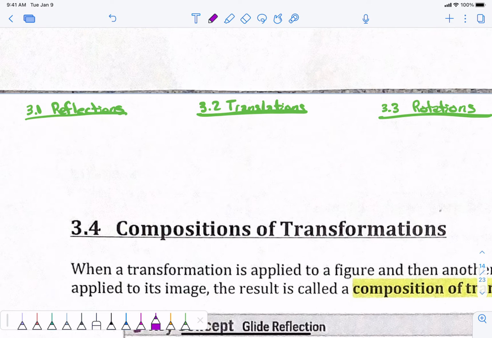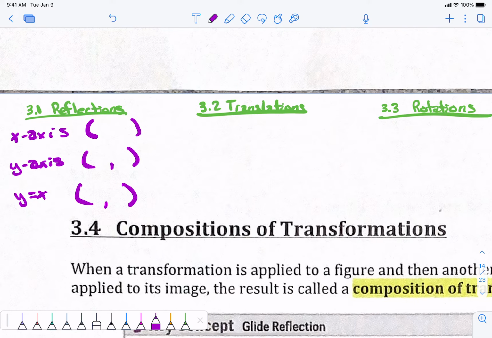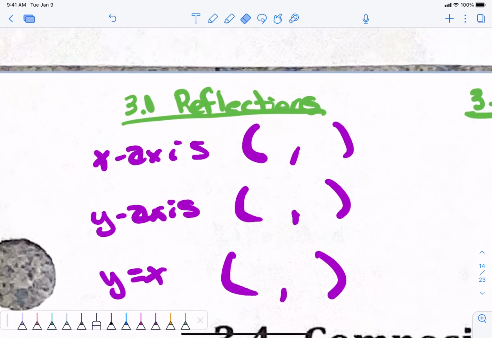Okay. Reflections. There are 3 types of reflections that we did. They are the x-axis reflection, the y-axis reflection, and the reflection over the line y equals x. We're going to write those rules over here. Okay, we'll write the rules for each one of those. Reflections, translations, rotations. So 3-4 is doing 2 of these at one shot. Okay, and it's not terribly difficult. It's really kind of the same difficulty level. Okay, multiple things.